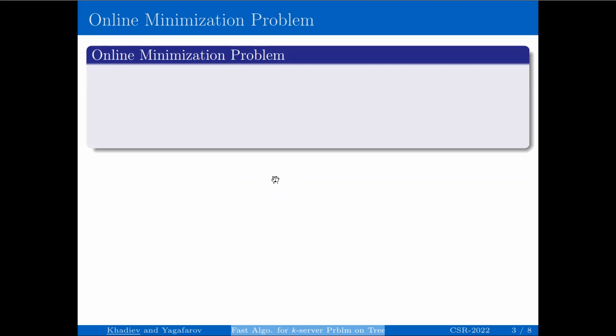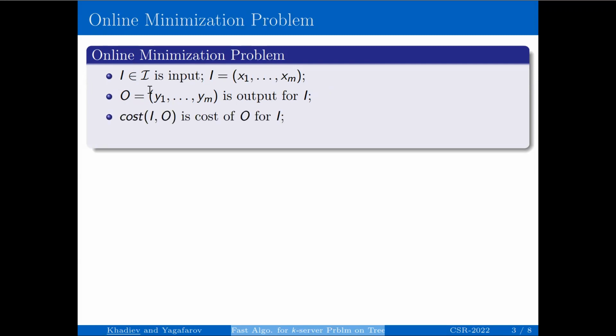So, the online minimization problem is the problem where we accept m variables, that is input from some set of possible inputs, and for any output y1, ..., ym that corresponds to input I, we can define the cost function, cost(I, O), that is the cost of this output for the presented input. Output O prime is optimal if the cost is minimal.